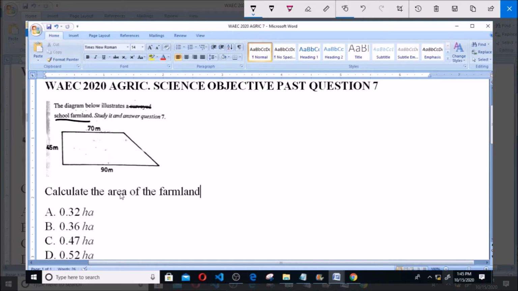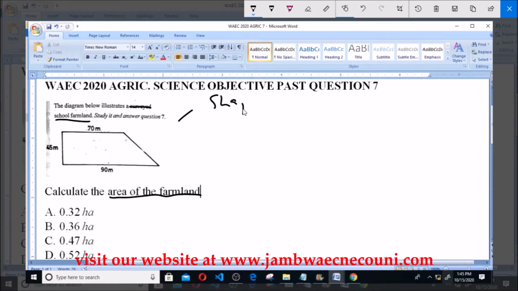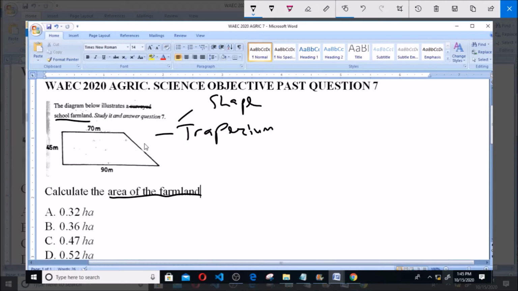Now the first thing to do when given a farmland whose area you have to calculate is to identify the shape of that farmland. And from what is given to us, the shape of this farmland is a trapezium. So basically we are given the dimensions of the trapezium and we are asked to find the area. So we just apply the formula for calculating the area of a trapezium, and then we'll get our answer to this question.